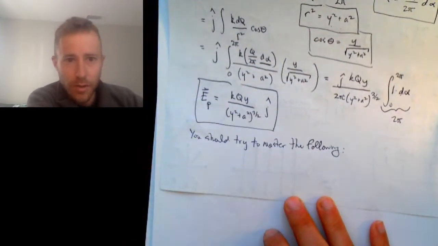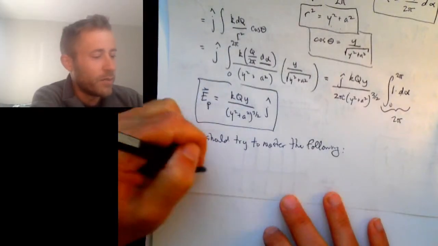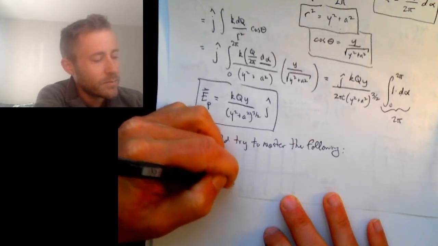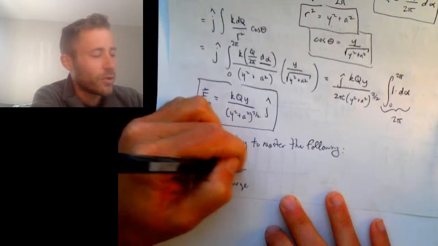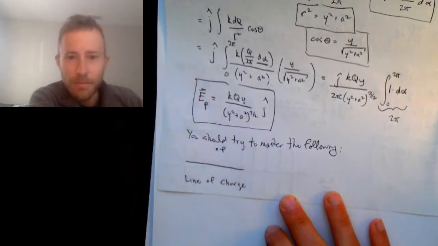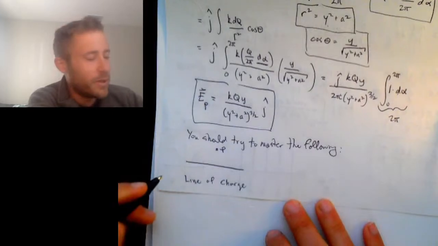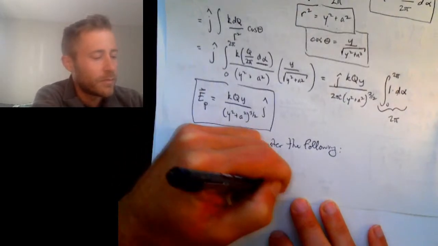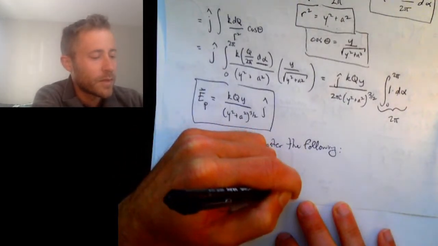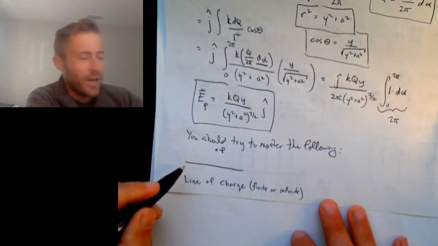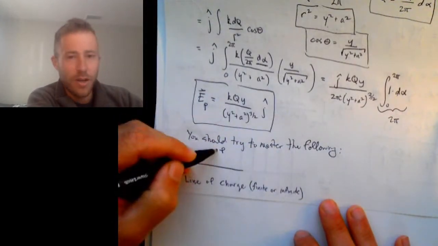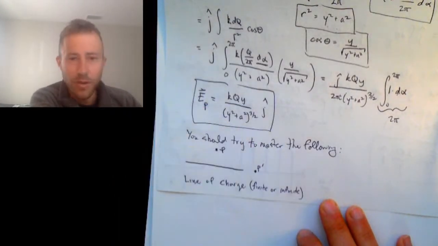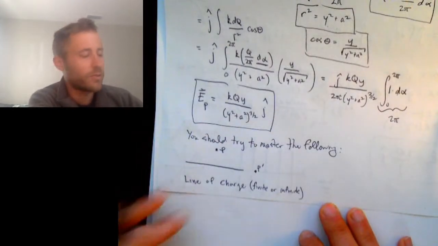So what are the examples that we have done? We have done a line of charge, and you're calculating the electric field up here. The line could be finite or infinite. We had a point P above the line, and we also had a point P that could be in front of the line if it's a finite line. If it's infinite, you obviously can't do that.